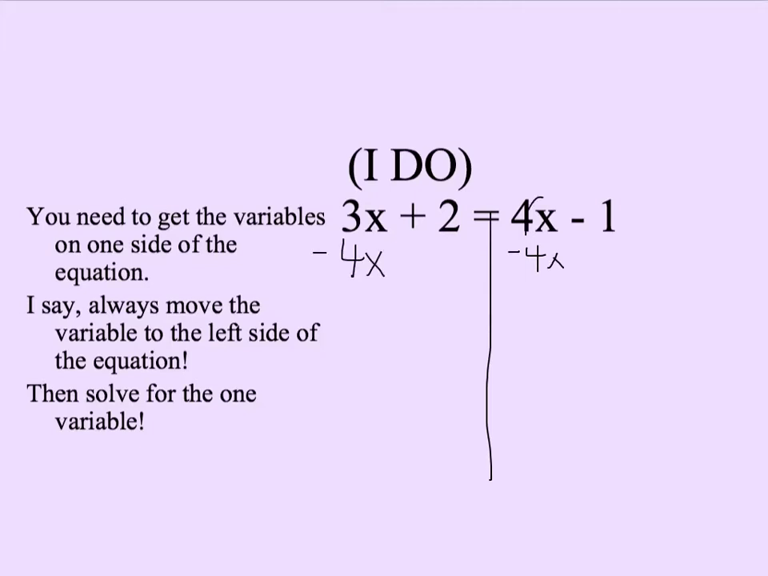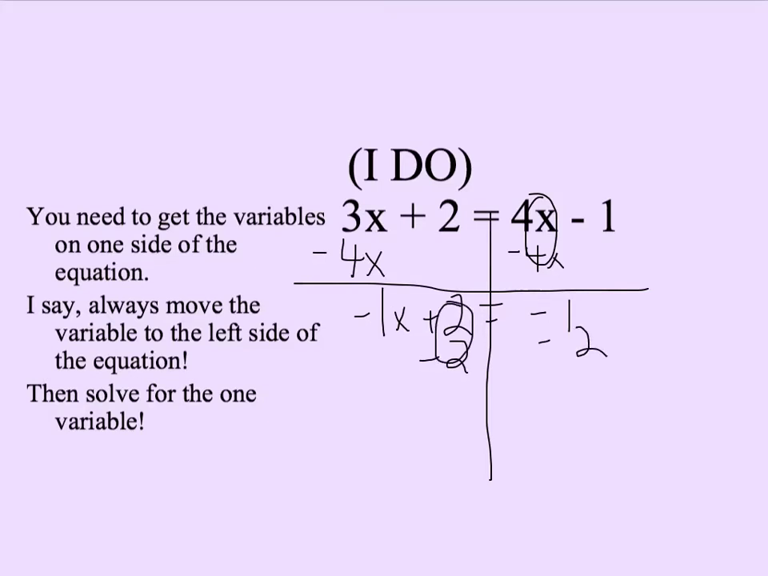Okay, so now my x's are gone from the right-hand side, and on the left-hand side, I have 3x minus 4x, so I have negative 1x. I'm going to bring down the 2, which is equal to negative 1. The next thing I'm going to do is get rid of the 2, so I'm going to subtract 2 from both sides. 2 minus 2 is 0, and I'm left with negative 1x is equal to negative 1 minus 2, which is negative 3. If I divide both sides by negative 1, I have x is equal to 3.